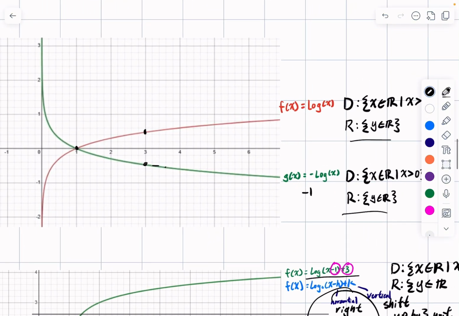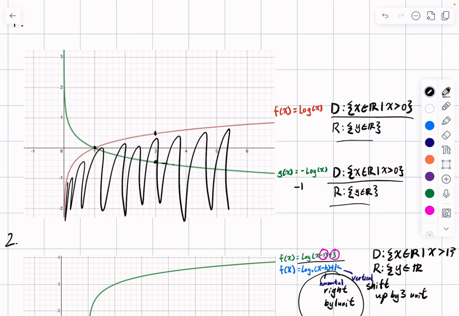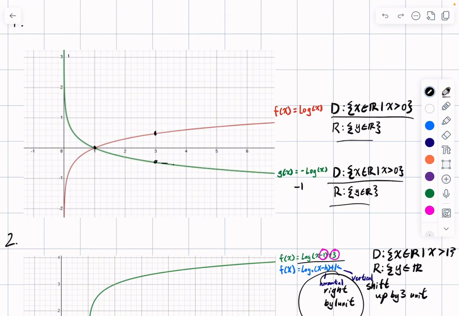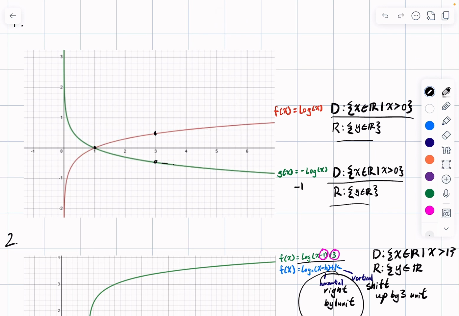And looking at the domain, it didn't change. They're all equal to the real numbers, but x has to be bigger than 0. As you can see here, looking at the original function, x is bigger than 0. And looking at the reflected one, x is also the real numbers, but bigger than 0. Okay, looking at the range, they are technically the same. They are all equal to the real numbers.